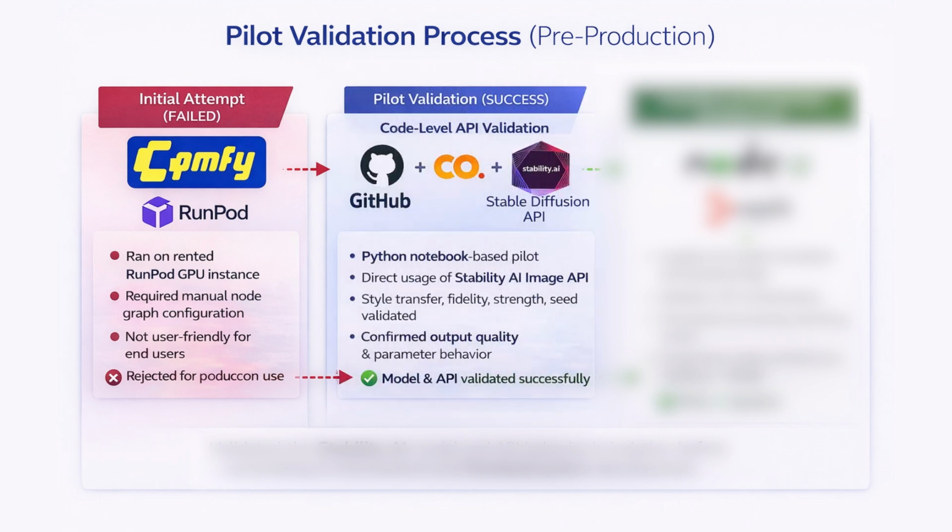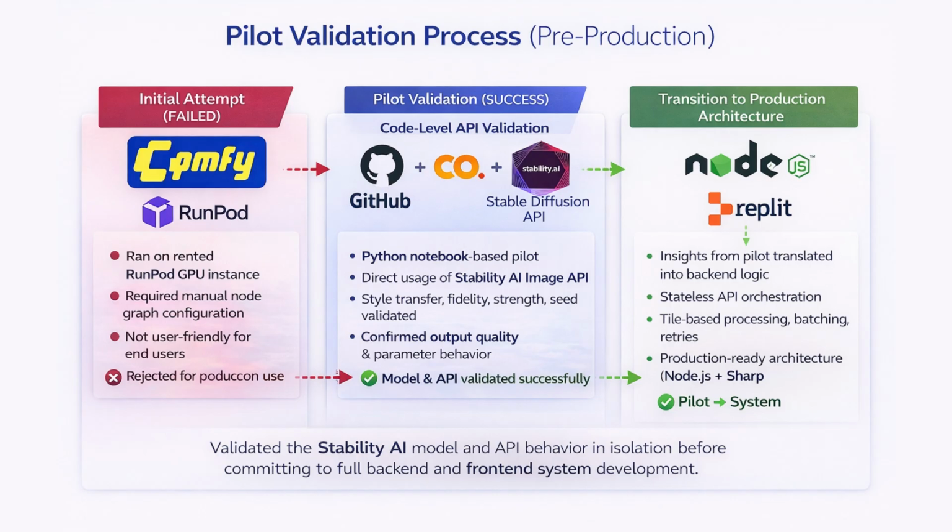To properly validate the model behavior, I moved to a code-level pilot using GitHub, Google Colab, and the Stability AI Image API. This allowed me to directly test style transfer parameters and output consistency in isolation. Once the model and API behavior were fully validated, I was ready to transition toward a production architecture, which we'll look at in the next slide.